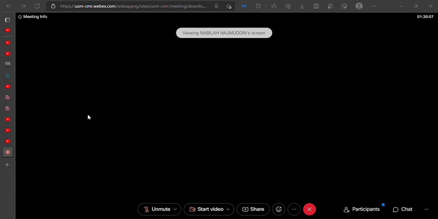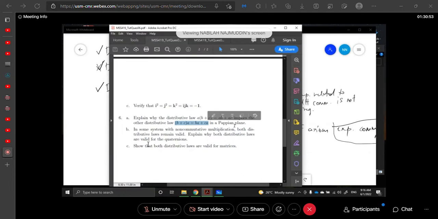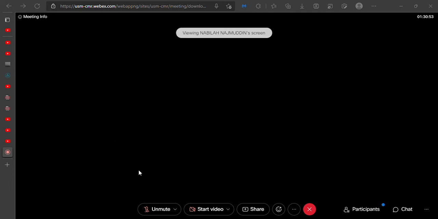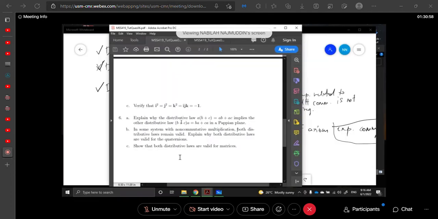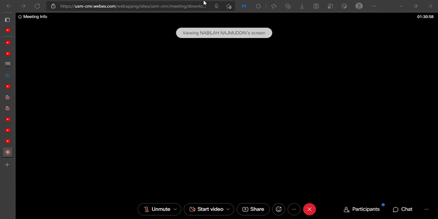Okay, so number 6. Explain why the distributive law... Okay, this distributive law is the last field axiom. If we recall in chapter 6, we just proved the first distributive law, and there is actually another form of the distributive law for a plane. Why does the other distributive law hold in a Pappian plane?